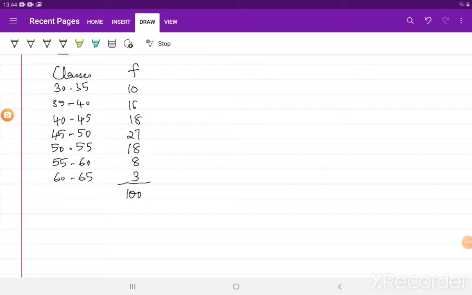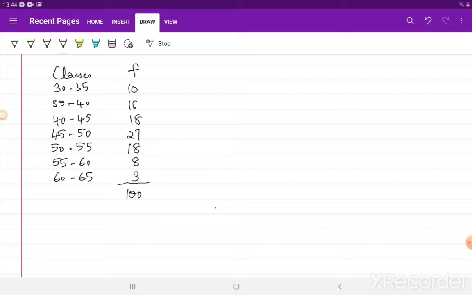Now let's have another look at another example. Here we have a frequency table where the values have been distributed into classes. So, a classified frequency distribution table. The classes are from 30 to 35, 35 to 40 and so on till 60 to 65. The total frequency is 100. The frequency corresponding to each class interval is given.